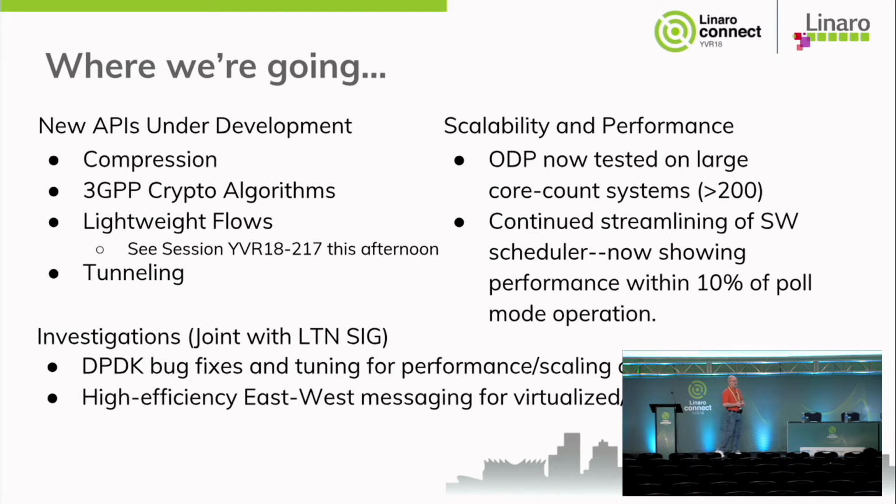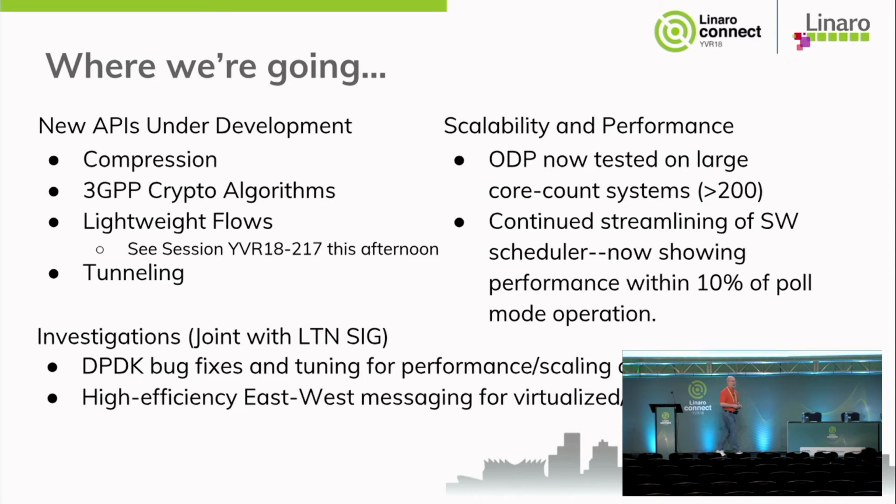One of the other things we've really been focusing on this year has been improving the scalability and performance. So we've now, thanks to the availability of platforms like ThunderX2, we've been able to do testing on large core count systems, greater than 200 cores, and continued streamlining of the software scheduler that ODP includes, which is now showing performance within 10% of poll mode operation, which basically is a good way of providing proof of the scalable model.